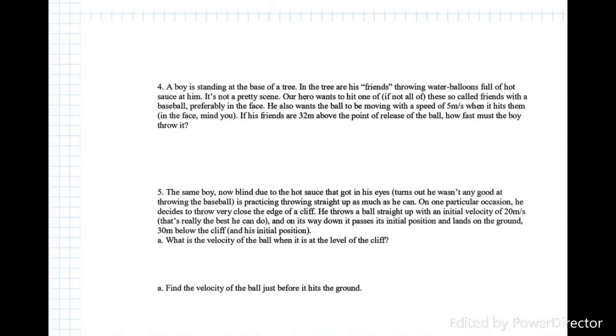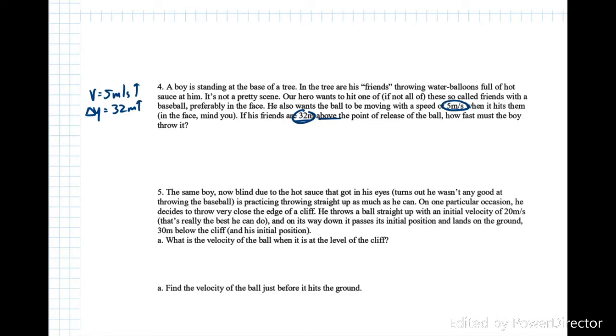All right, number 4. A boy at the base of a tree and friends throwing water balloons at him. He wants to hit one of these students with a baseball. So he wants the ball to be moving at a speed of 5 meters per second when it hits them. Final velocity is 5 meters per second. His friends are 32 meters above the point of release of the ball. So my delta y is 32 meters up.